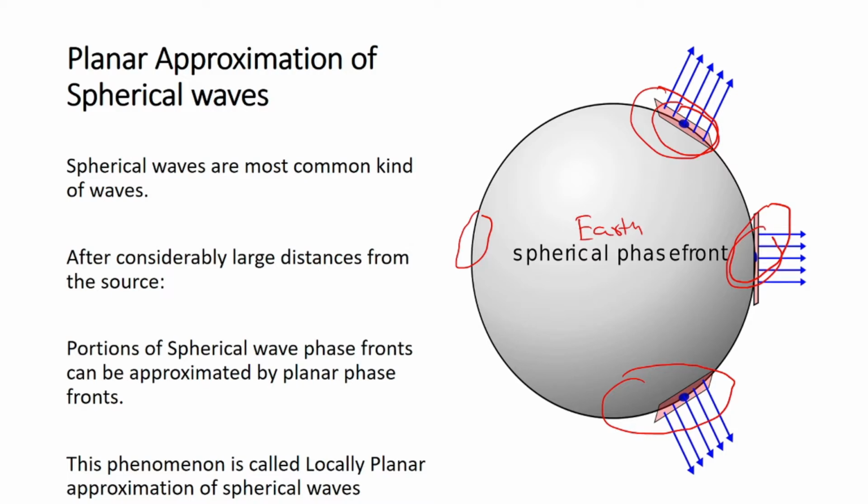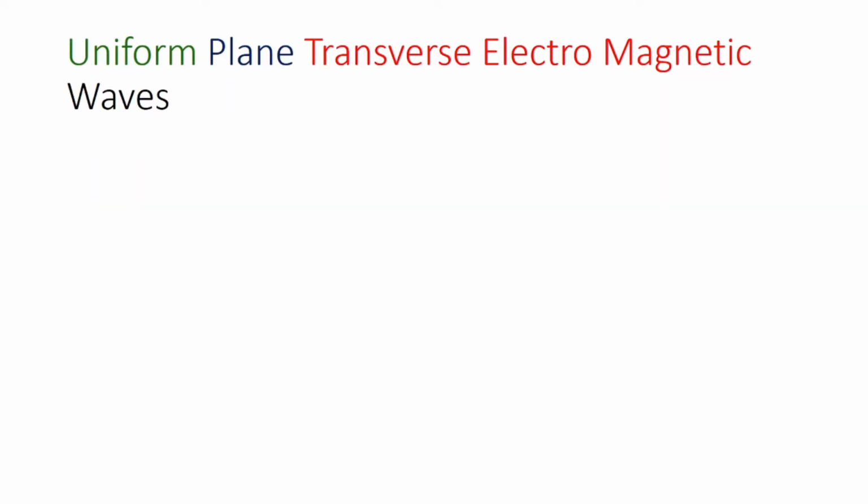And I do this to simplify the mathematical analysis. Now, I will discuss a special class of electromagnetic wave called the uniform plane transverse electromagnetic wave.